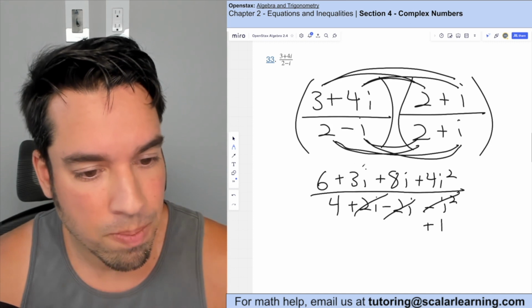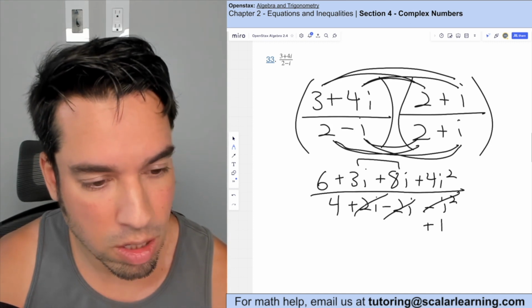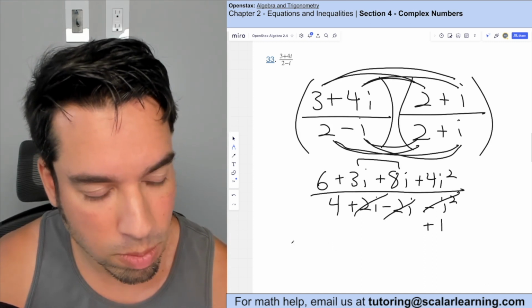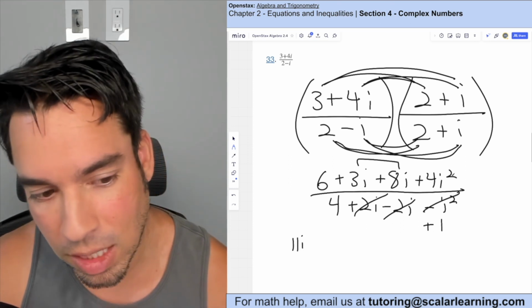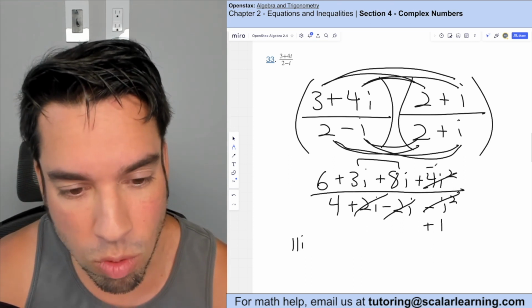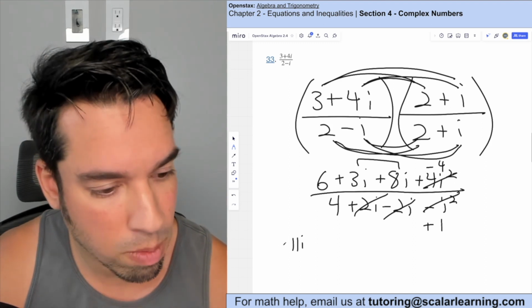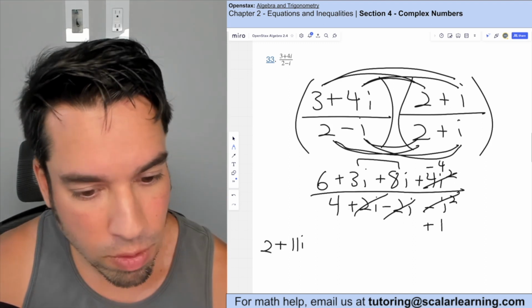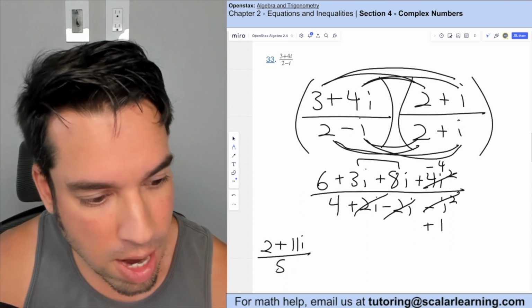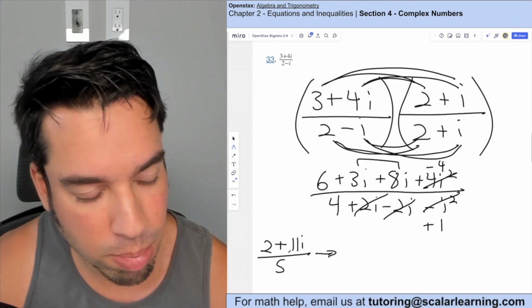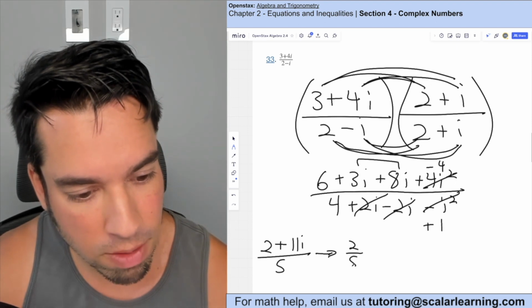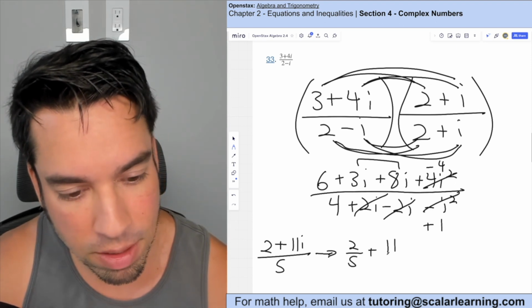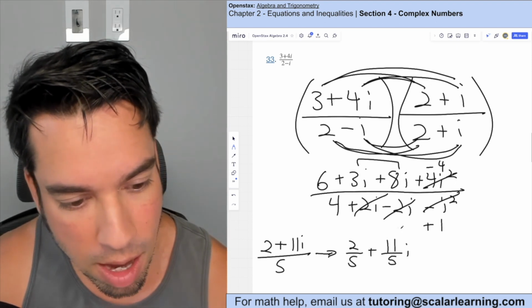Okay, now let's simplify. So we've got like terms here. That's 11i. So let's put it here, 11i. And then 4i squared, that's 4 times negative 1, so that's a negative 4 right here. 6 and negative 4 make a 2. And that's over 4 plus 1, which is 5. Last but not least, to put it into a plus bi form, it would be 2/5, 2 divided by 5, plus 11/5 times i.